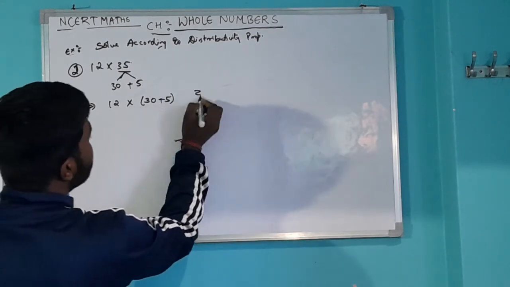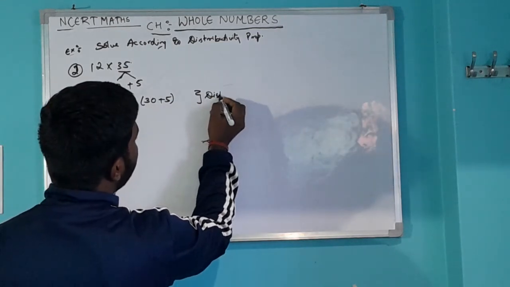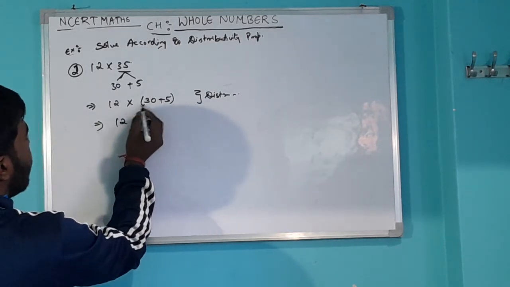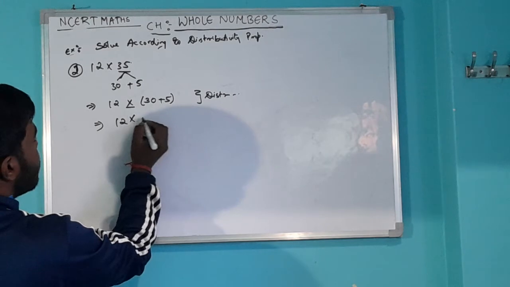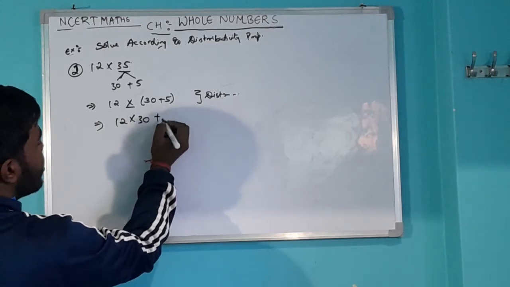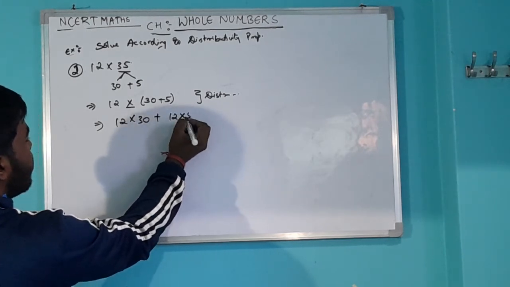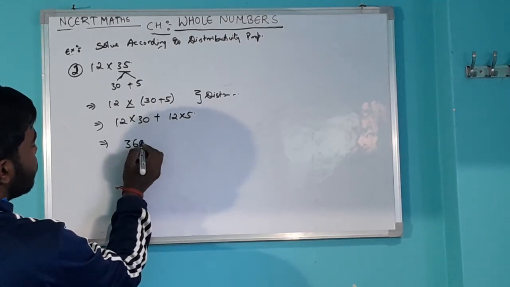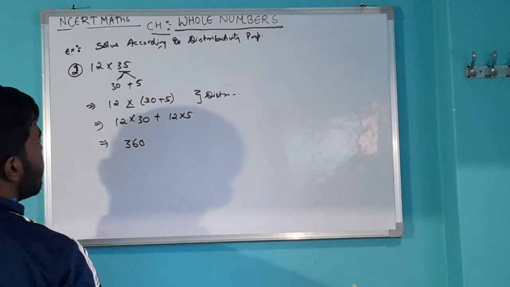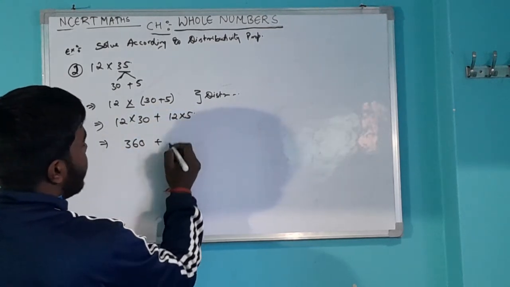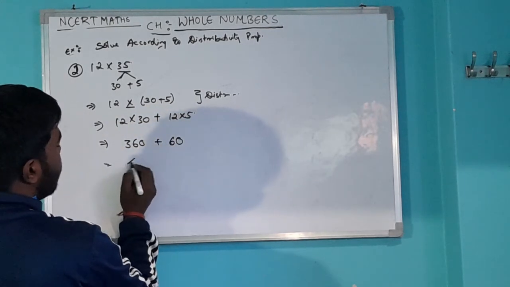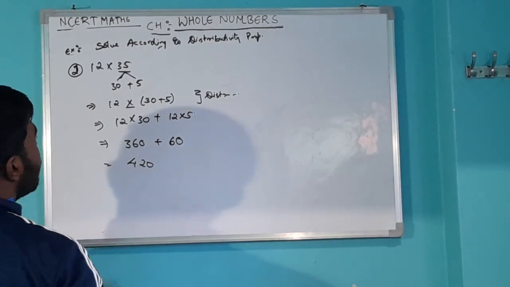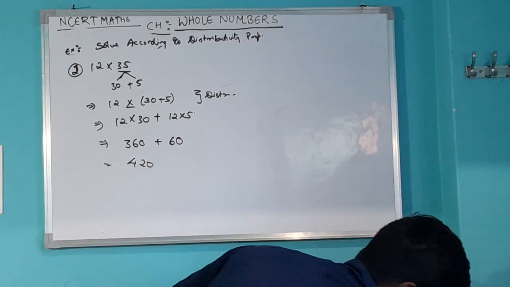According to our distributive property, we need to open this bracket by multiplication between these, and the addition is given. By solving this, we get 360 plus 60. So the answer will be 420. I hope you understand this way easily.